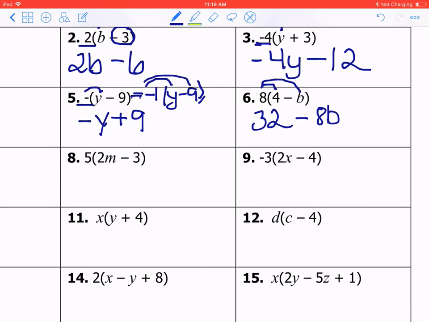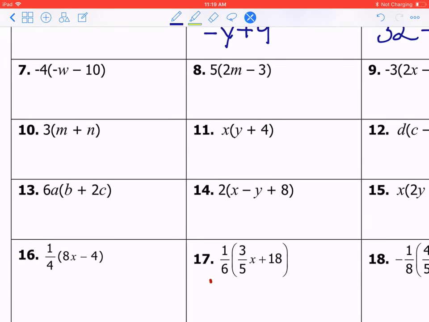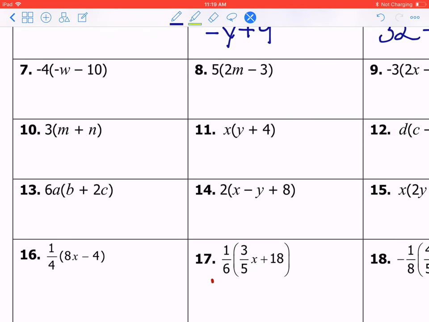Alright, we're going to move to number 10. We have just variables now within our parentheses, but it's still the exact same thing. 3, distribute that in to m. 3 times m is 3m. And 3 times n is just plus 3n.